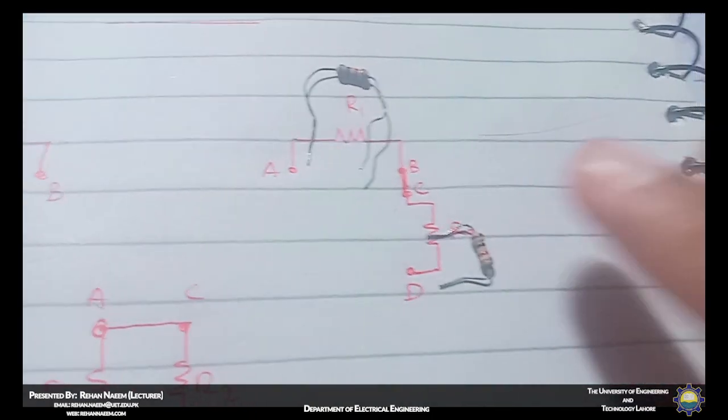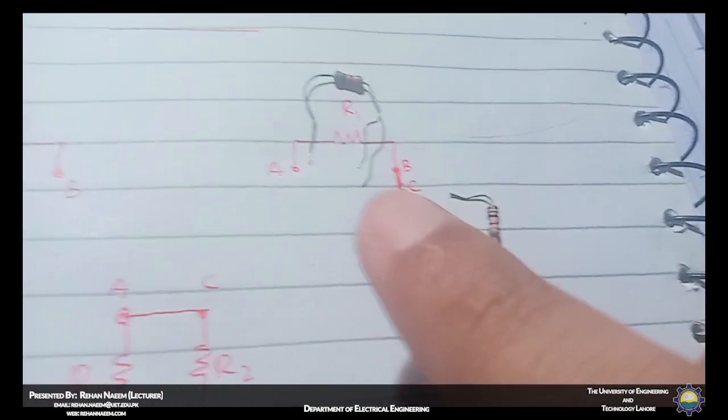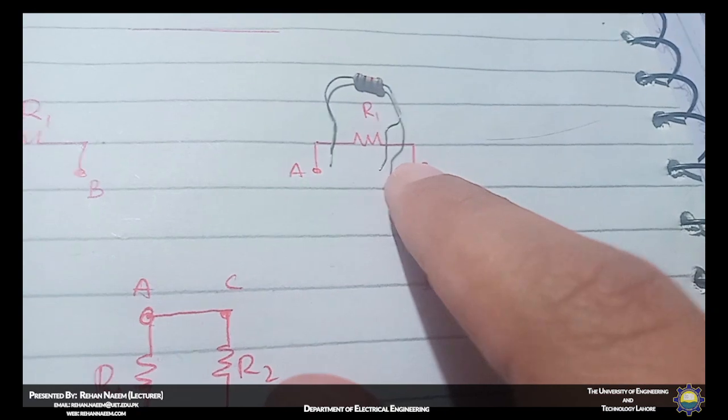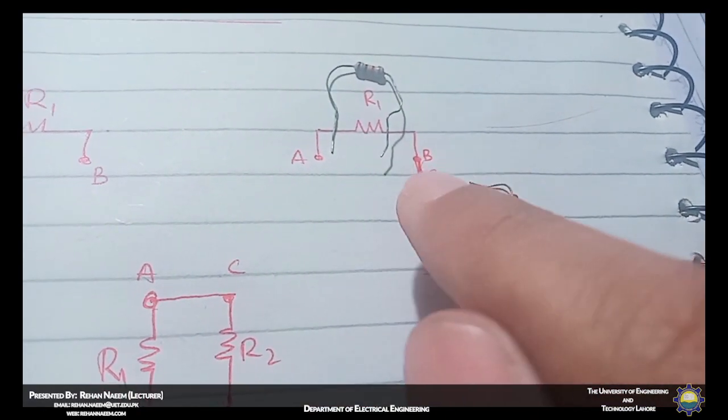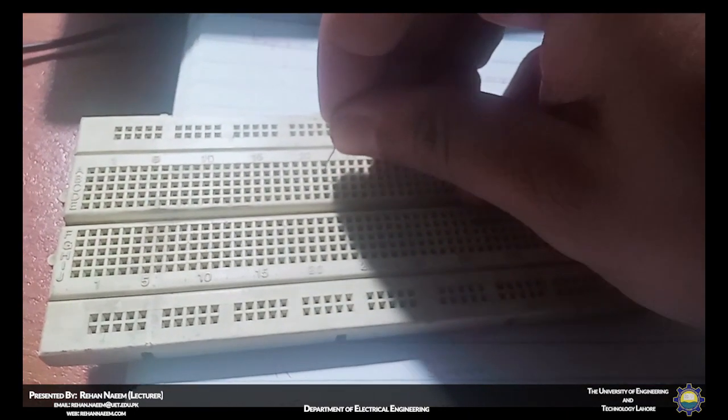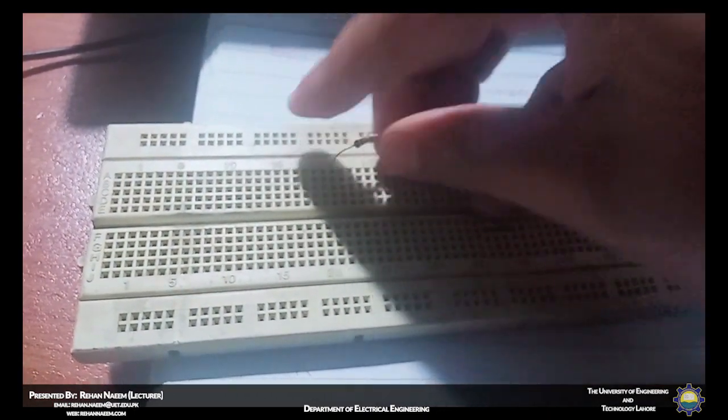Okay, now I want to connect both of these resistors such that point B of R1 is connected to point C of R2. So how can I do it? Connect R1 and then connect R2.